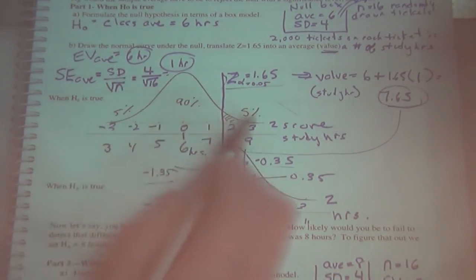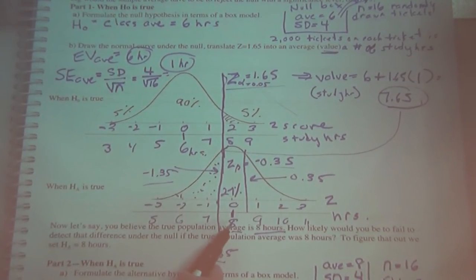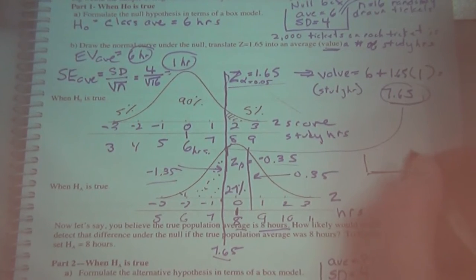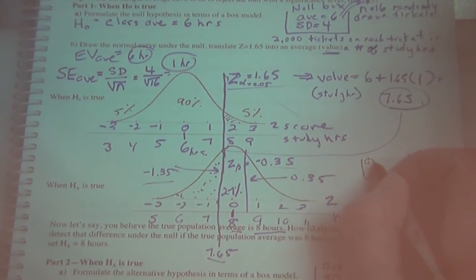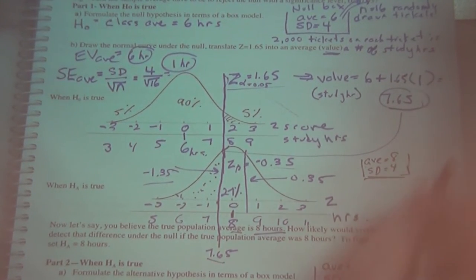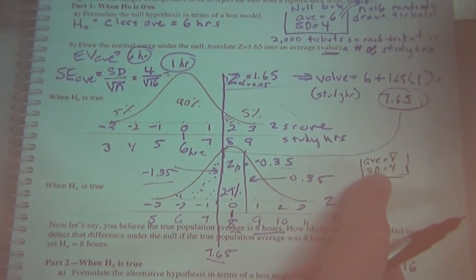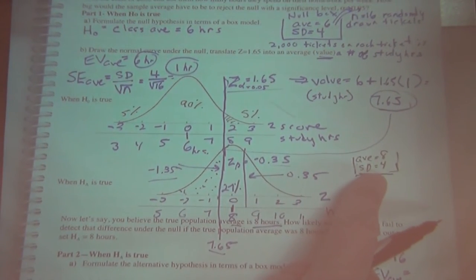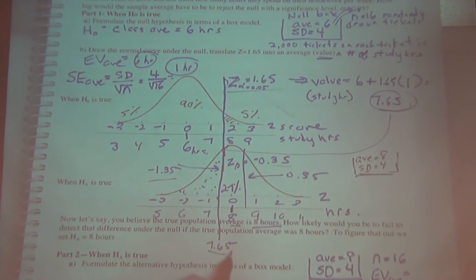This is when the null is true, but you think the real truth is this, that there's another box. The real truth is you're really sampling from an average of 8 hours, but you're keeping the standard deviation as 4. So you're really drawing 16 out of this box. It's the same as that one, it just looks like this. And since our sample size is 16, we still have the same standard deviation and the same standard error. So it looks like this, right?